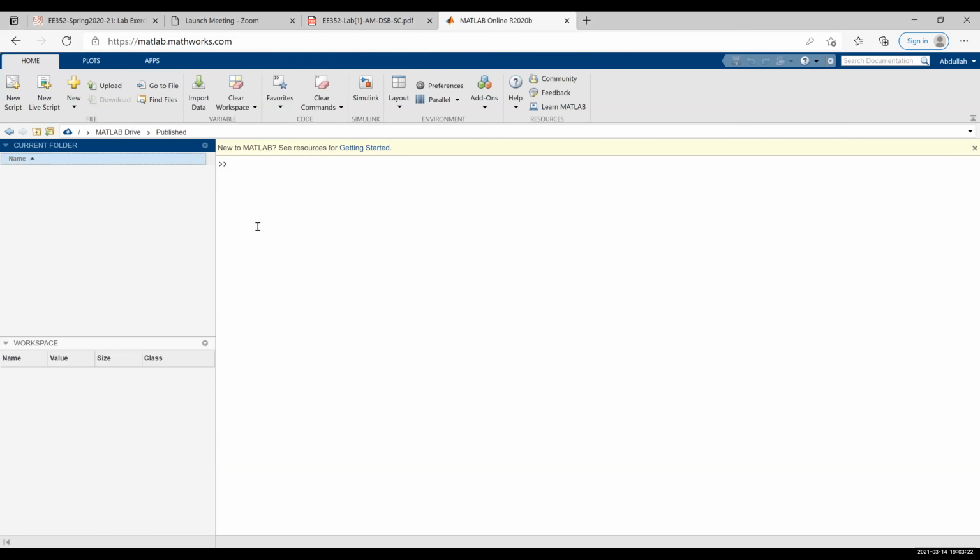Yes, Abdullah, where's the problem? Doctor, I want to drag it. Like, see, that is the file. I cannot see it from here. You're actually sharing the MATLAB screen only. Wait. I will open it again.